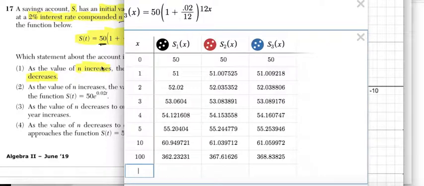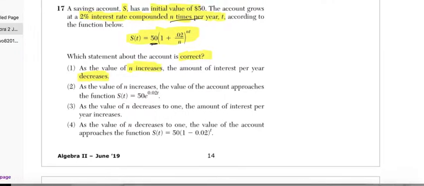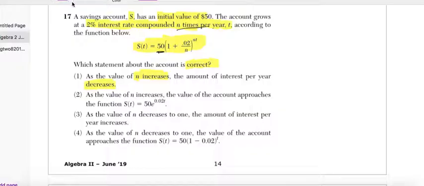This is known as the effective interest rate. There were other ways to show that, but that was the way I thought would be easiest to see. So choice 1 is not correct, so that's out. I'm going to just scribble it out, okay? Because the amount of interest per year actually increases.